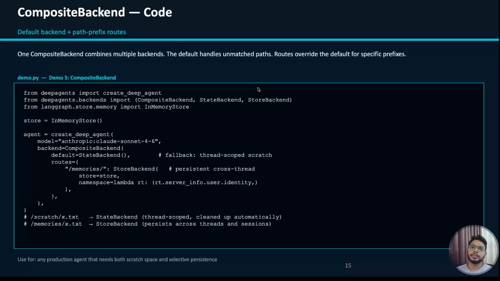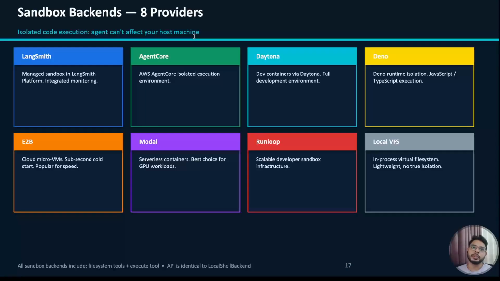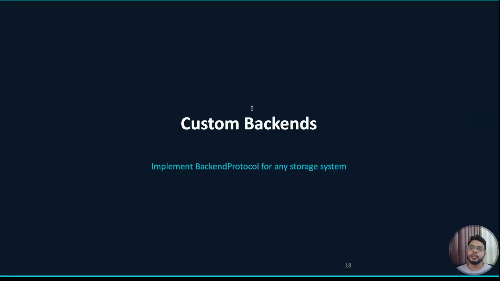Next is going to be our sandbox backend. As I mentioned earlier, when you want to execute code in a separate sandbox environment, we use the sandbox backend. Currently it has 8 providers, different sandbox backends, and we can choose any one depending upon our requirement. We have custom backends as well. When no backend fits your requirement, you can create your custom backend.